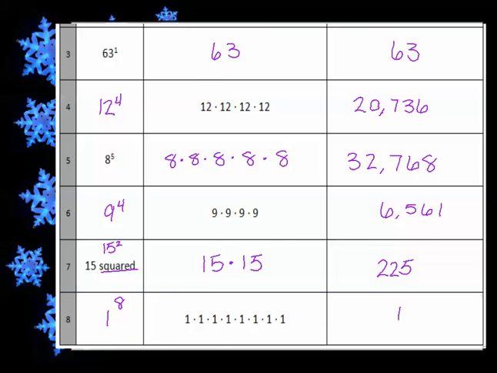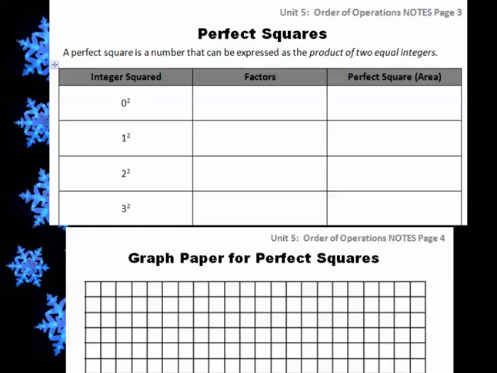Let's look at the next page. So we're talking about numbers called perfect squares on this page. And a perfect square is a number that can be expressed as a product of two equal integers. So when we're talking about a perfect square, we're talking about a number to the exponent of 2.